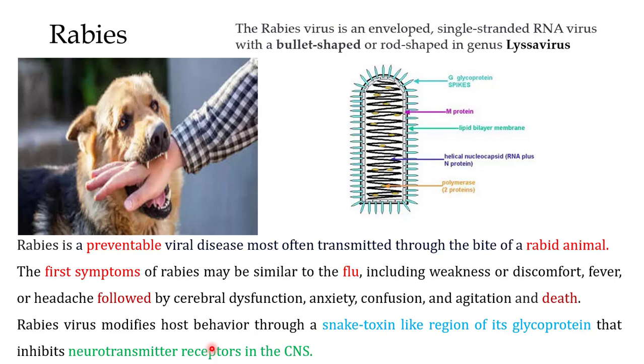Now this rabies virus actually modifies the host behavior. It contains a snake-like toxin region in its glycoprotein, and this glycoprotein is going to block the neurotransmitter receptors in the central nervous system of the patient. Now if these neurotransmitter receptors are blocked, that would mean that the central nervous system is not going to function properly, because the neurotransmitter will not be able to interact with their respective receptors, thereby leading to the dysfunction of the central nervous system and causing cerebral dysfunction.